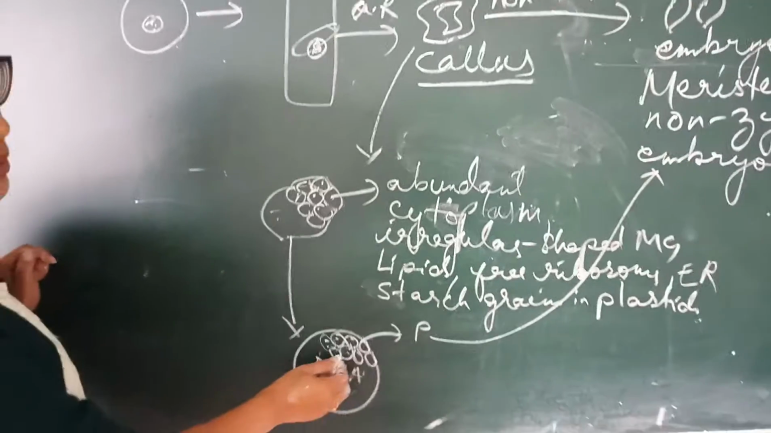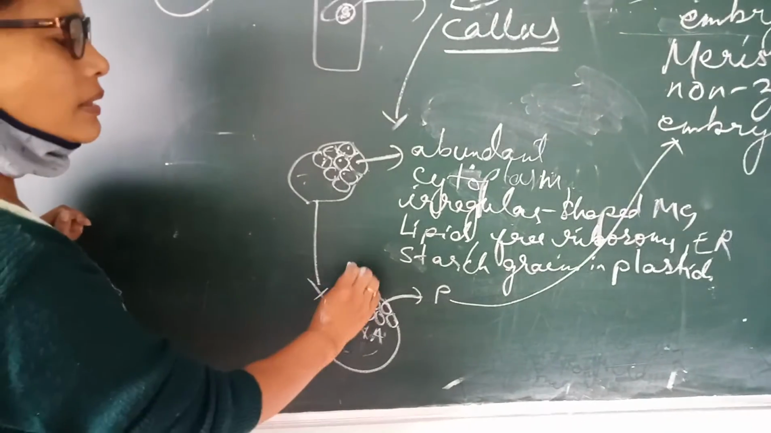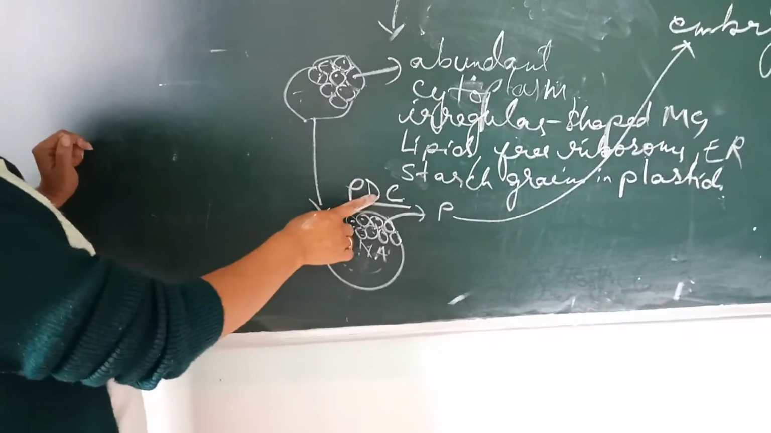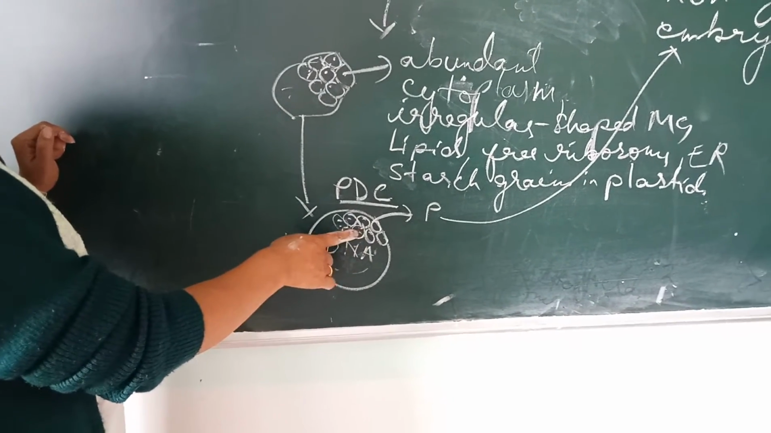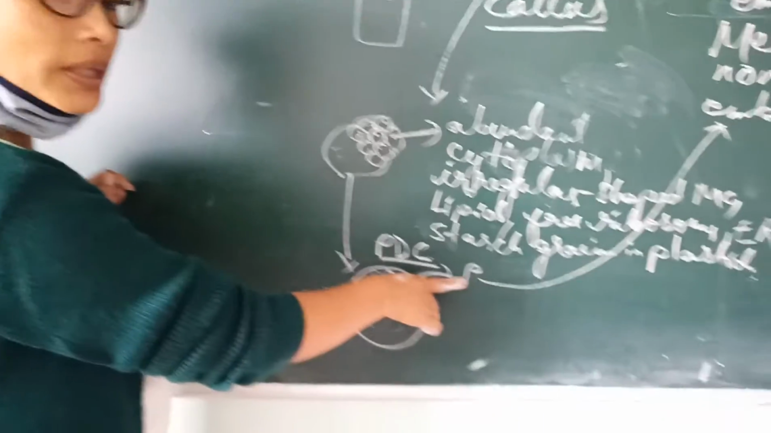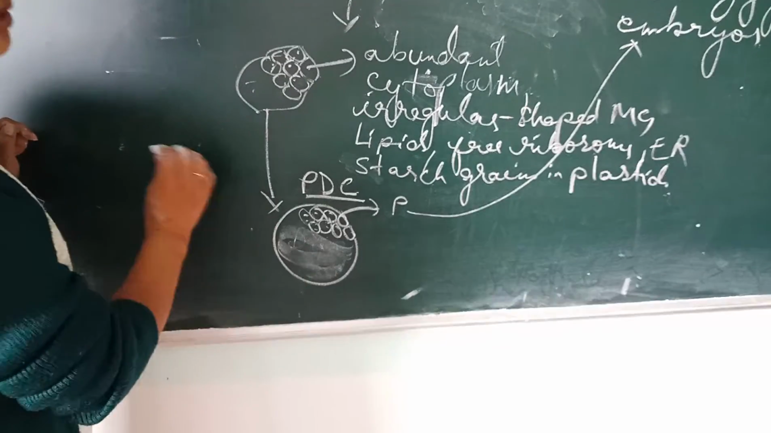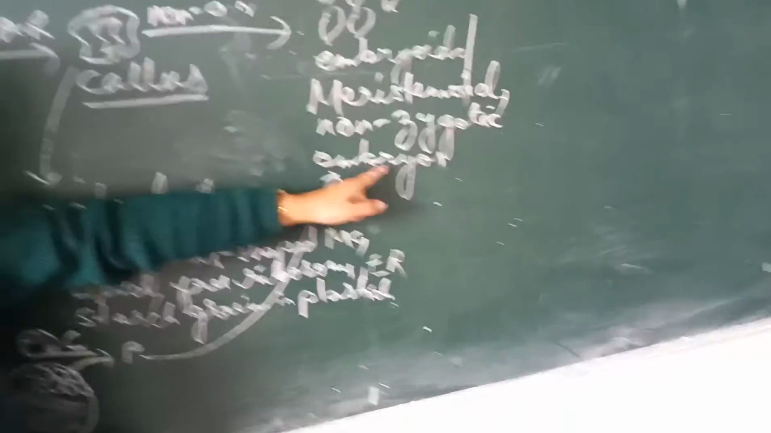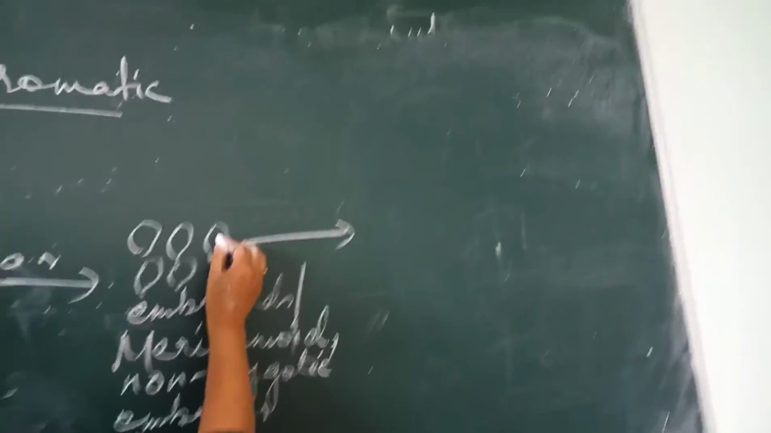Now these areas with abundant DNA activity are known as the predestined cells. So what are PDC? Predestined cells. So these cells contain what? Abundant DNA activity, and this DNA activity is responsible for the production of proteins. It is these proteins which induce this callus to give rise to embryos, not any other somatic tissue, but embryos. So these are the embryos.